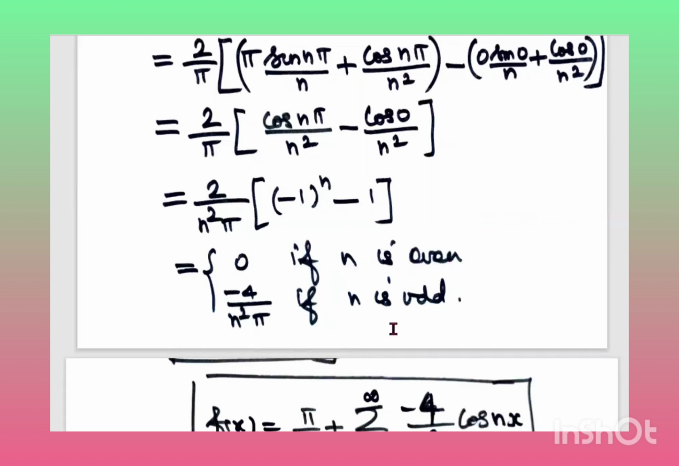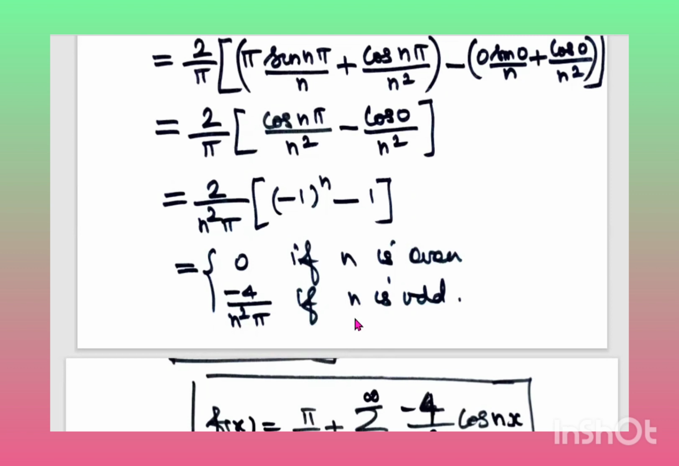An value is 0 for n even. If n is odd, minus 1 power 1, minus 1 power 3, minus 1 power 5, minus 1 power 7. If you are taking in this way, minus 1 power 1 will be minus 1, and then another minus 1, so minus 2. Minus 2 into 2, minus 4 divided by n square pi. So an value has two cases: one is 0 if n is even, another one is minus 4 divided by n square pi if n is odd.